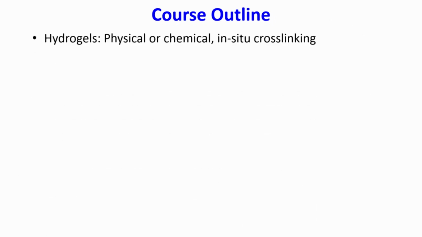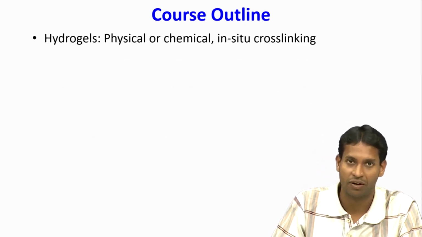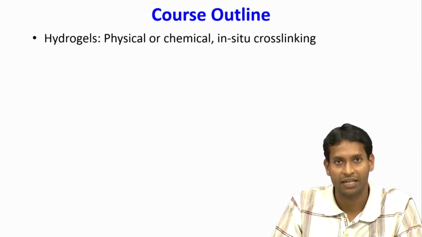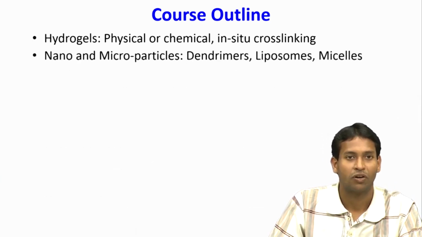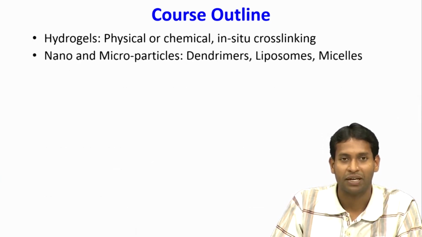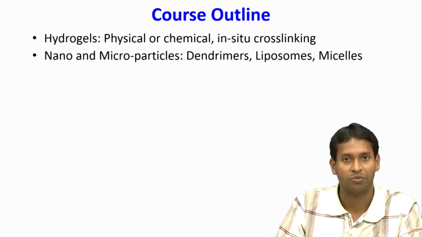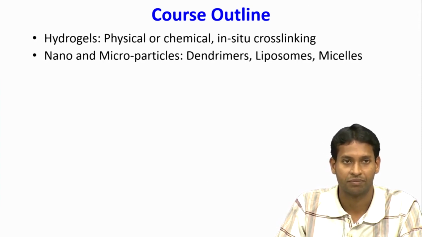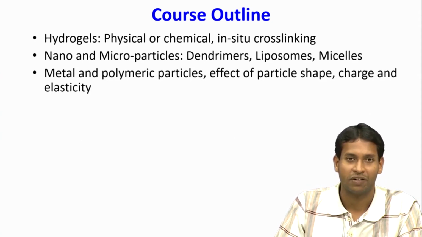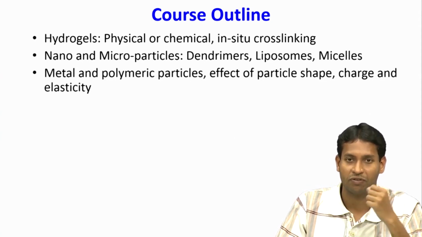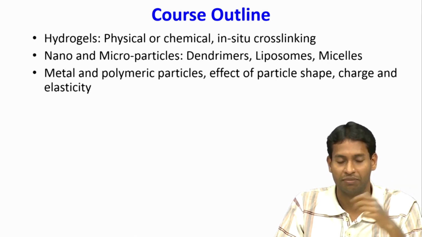And in the second half of the course we will talk about hydrogels, another format of delivery. Hydrogels can be both physical or chemical, with in situ cross linking, so the delivery in hospitals may be improved. We will talk about nano and microparticles, some of the big hot words these days, including dendrimers, liposomes, micelles along with the polymeric particles. We will also talk about metal and polymeric particles, and the effect of the shape, the charge, and the elasticity of the particle when it is traversing through the body.